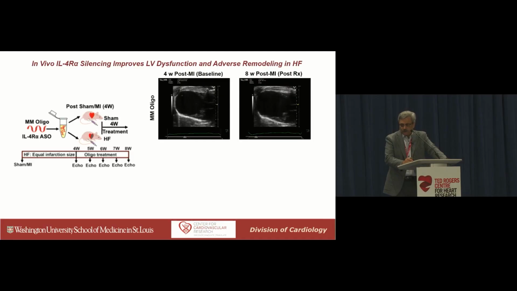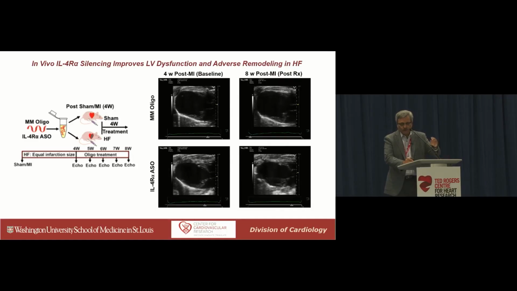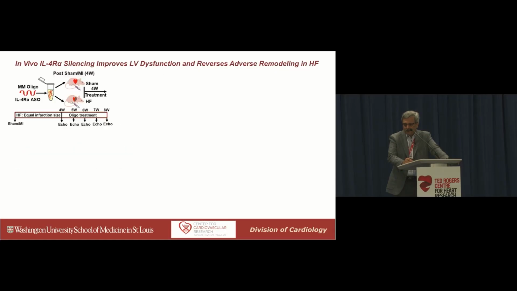And these are 2 echocardiograms showing a mismatched oligo control delivery. And what you could see, I hope, in the echocardiograms is a persistence and progression of LV dilatation and dysfunction in these infarcted hearts. And then take a look at the IL-4 receptor alpha ASO hearts. What I hope you see is that there's as much of an infarction to start out with, but that the size and the function of these hearts improve over a 4-week period, indicating reverse remodeling.